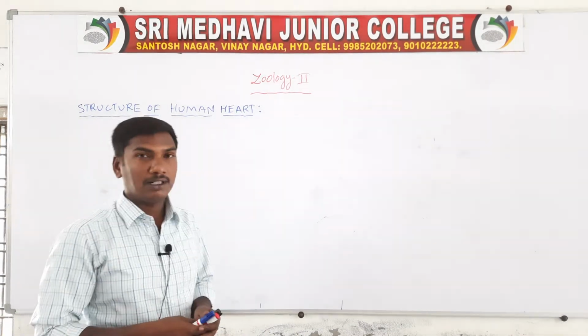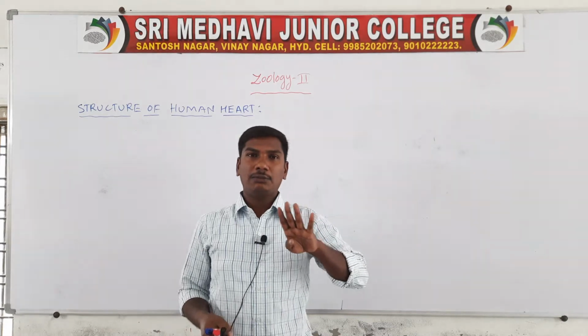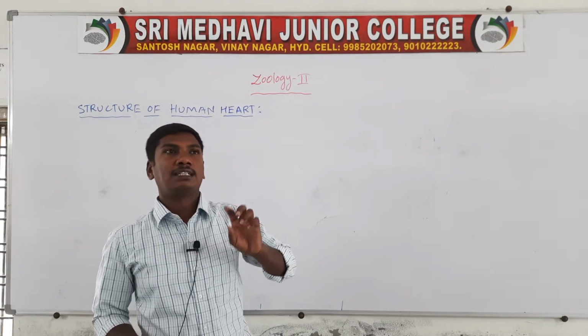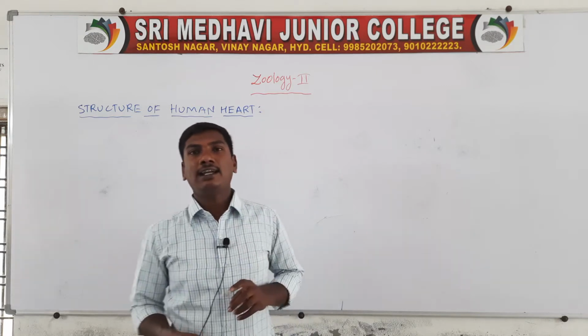Today we discuss the structure of the human heart. The human heart contains four chambers. The upper two chambers are called the atria. The lower two chambers are called the ventricles.